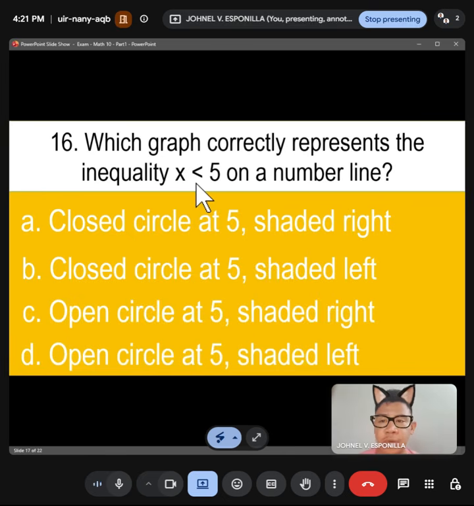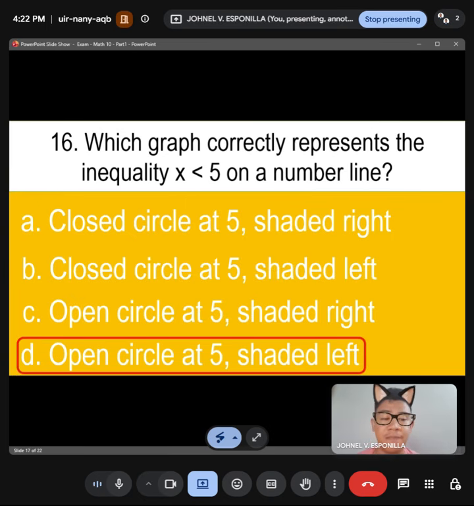16. Which graph correctly represents the inequality x is less than 5 on a number line? 5 seconds go. Okay, since the symbol po na ginamit is less than, so yung circle po natin is open. That is between C and D. At nakaturo po yung less than sa left. So the correct answer is letter D. Open circle at 5, shaded left.